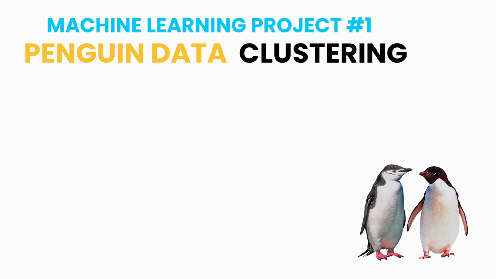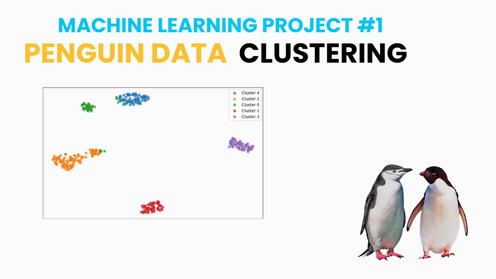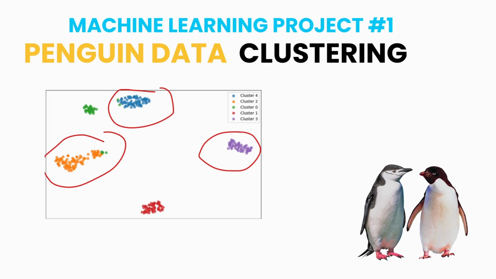In this video, we'll walk through how to build a machine learning model that clusters penguins based on their physical measurements. We'll use k-means clustering to group the penguins into distinct clusters and evaluate the quality of these clusters using silhouette scores. To visualize our results, we'll employ t-SNE, a powerful dimensionality reduction technique. By the end of this tutorial, you'll understand the step-by-step process of pre-processing data, applying k-means clustering, assessing cluster quality with silhouette scores, and visualizing clusters with t-SNE.